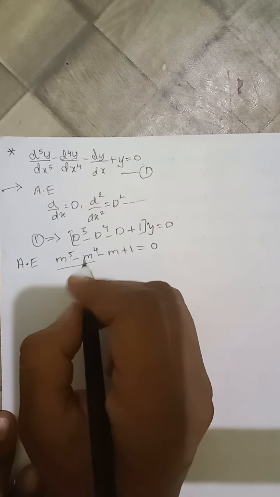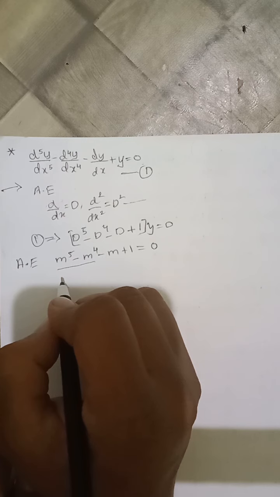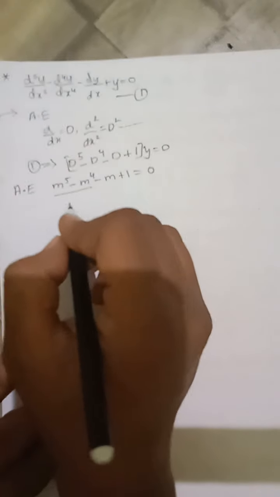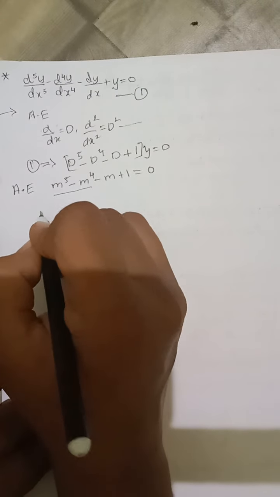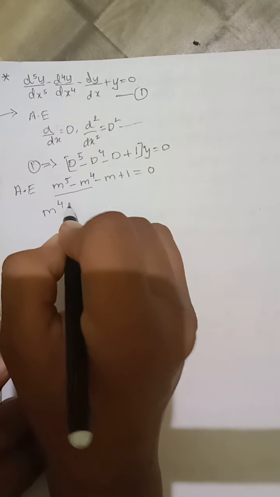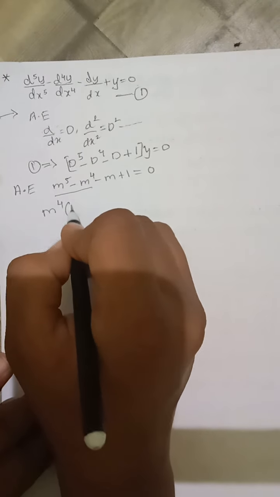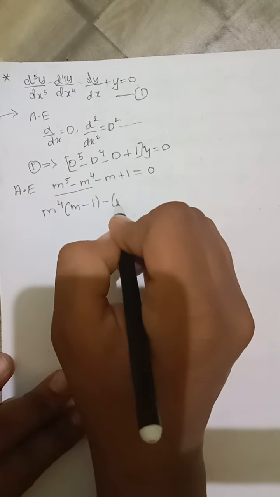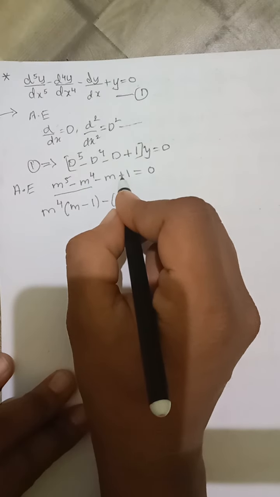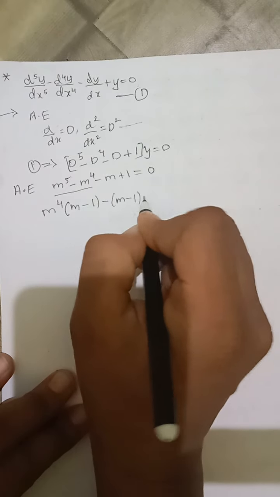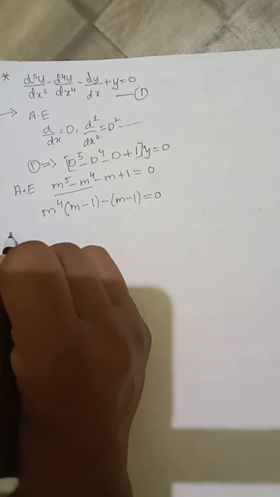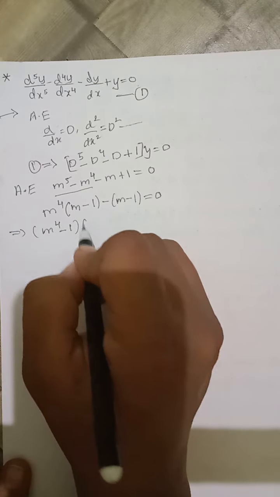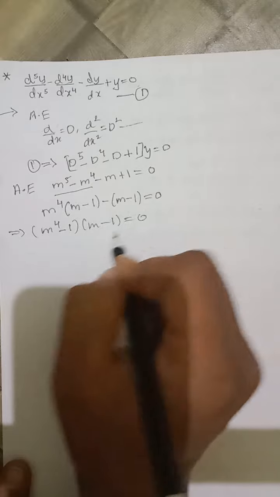From the first two terms you can take m raised to 4 common. From the first term you will remain with m, and from the second term you will remain with 1. Then for the last two terms, we should take minus 1 common. So this equation implies m raised to 4 minus 1 into m minus 1 equals 0.